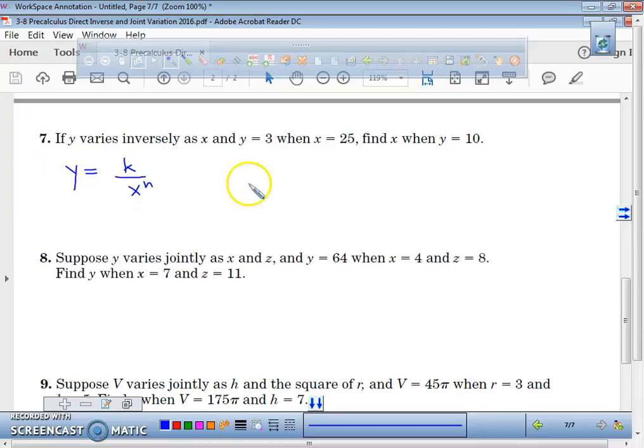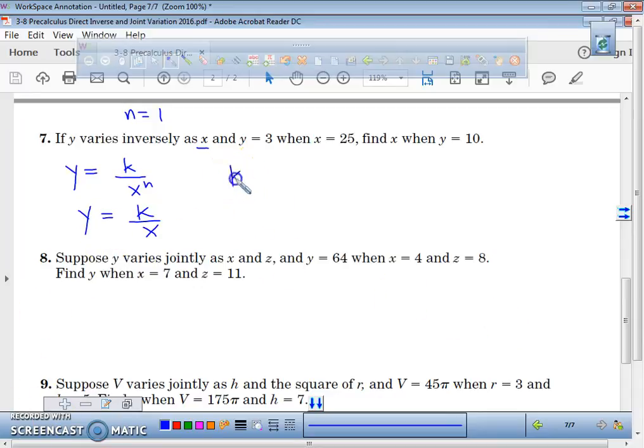All right? Now, if it says y varies inversely as x, and it doesn't say inversely as x squared or inversely as x cubed, automatically, what do we know our n value is equal to in this one? If it doesn't say squared or cubed, it just says y varies inversely as x, just assume that is x to the power of 1. So here's our formula: y equals k over x.